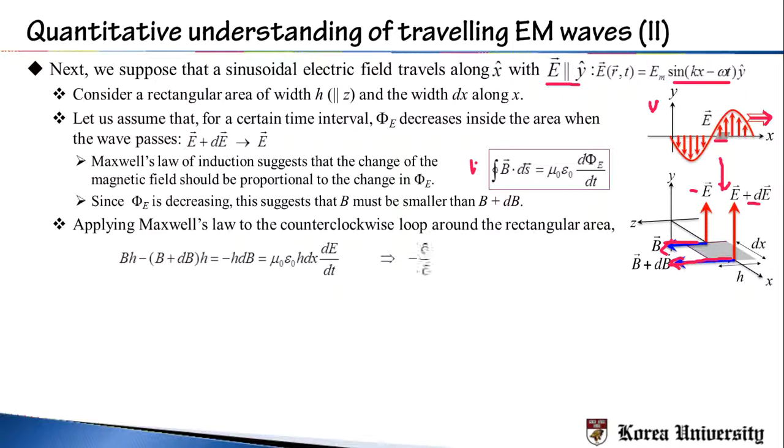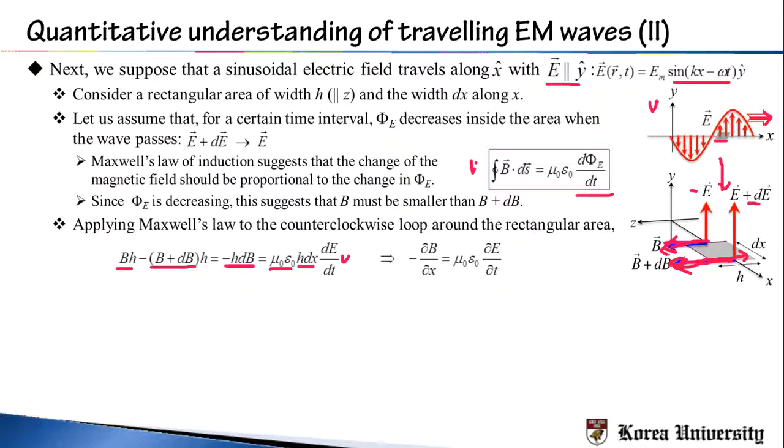Okay, let's try to calculate it going around this loop. On the left side of the loop, it is B multiplied by H, where H is the width of this area. And on this side, you are going this direction, but the magnetic field is going that direction. So you are subtracting B plus dB multiplied by H. So finally, you get a negative value, right? And then how about the electric field flux? Of course, this part is just constant. To get the electric field flux, you multiply the area, which is H dx, by the time-dependent change in the electric field.